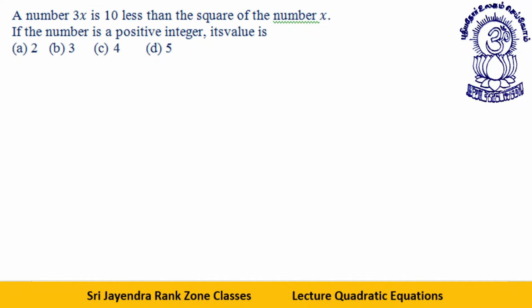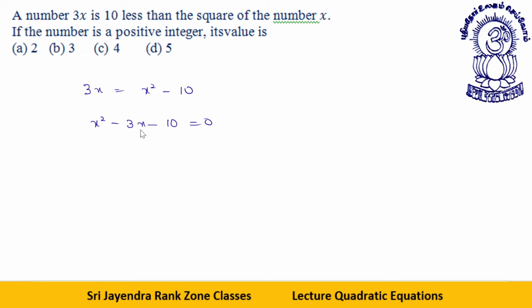A number 3x is 10 less than the square of the number. That is, 10 less than the square of the number x. So x square minus 10 gives you 3x. If the number is a positive integer, its value is? So what we have right now is x square minus 3x minus 10 is equal to 0.